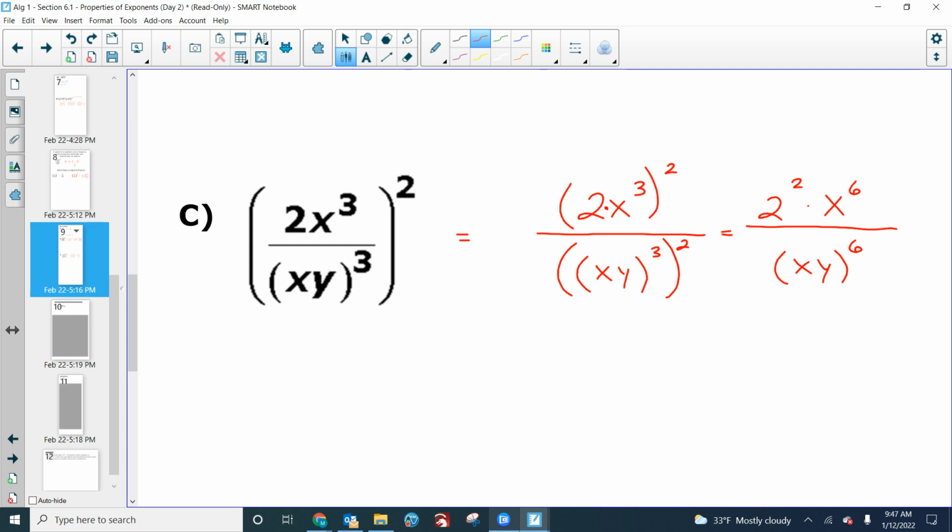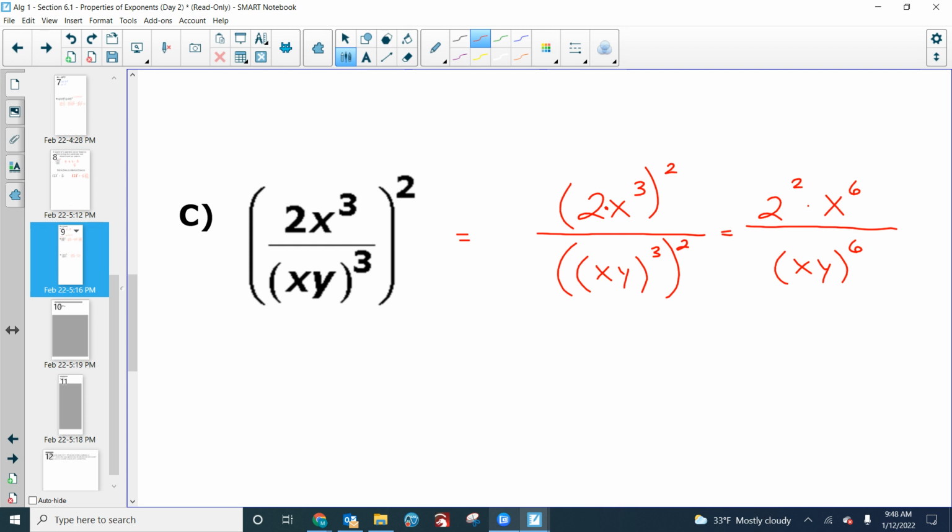All right, let's check so we don't get too far ahead of ourselves. We have a product to a power. Did you raise each term to that power? 2 squared is going to be 4. X cubed squared is going to be x to the 6. Everybody good with the numerator? That's like what we just did. That one should be pretty solid.